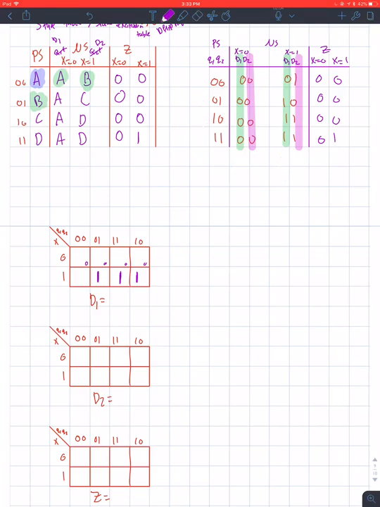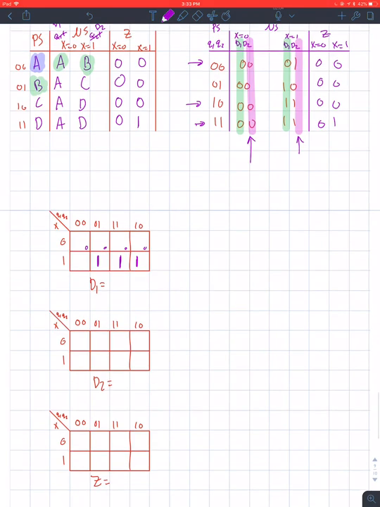So now I go down and do my D2. D2 when x equals 0, they're all zeros, right? That's this column right here. We have no minterms. And now if I look at when x equals 1, I do have minterms, at 0, 0, at 1, 0, and 1, 1. And then for Z, I only have one minterm, and that's at 1, 1. So I'm just going to put it at 1, 1.